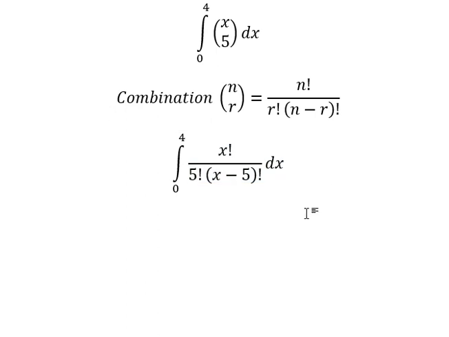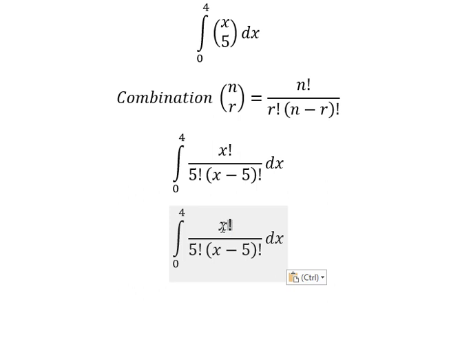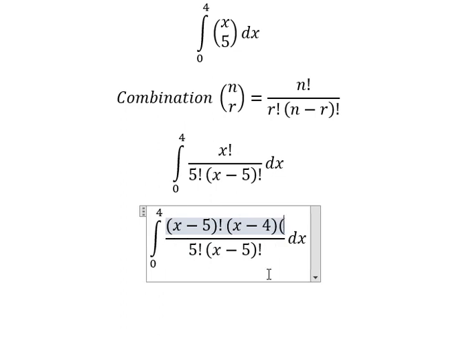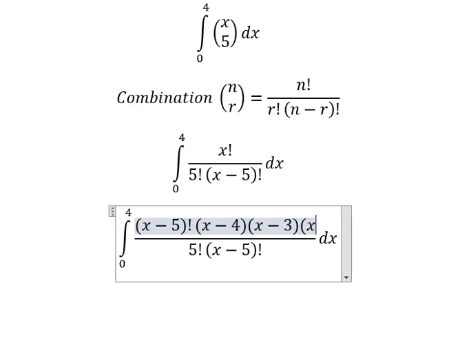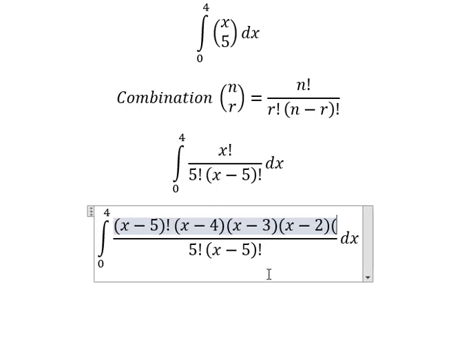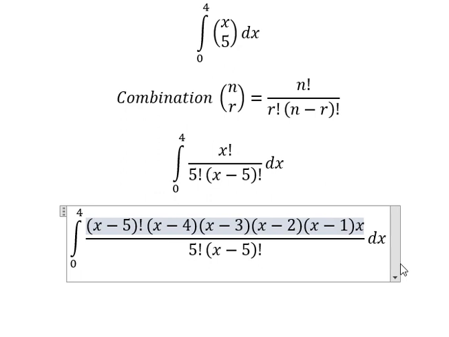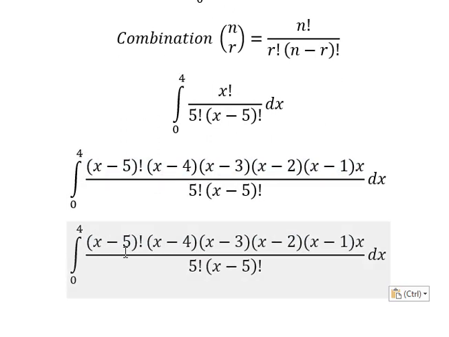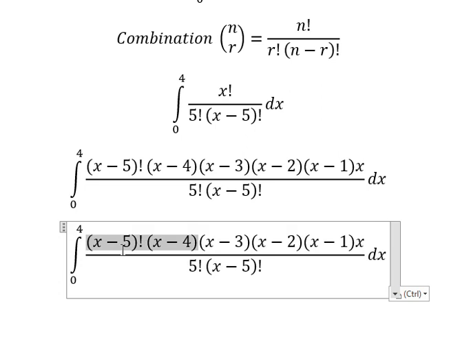Next, s factorial we can put into s minus 5 factorial, s minus 4, 3, 2, 1, and s. Next, we simplify s minus 5 factorial on numerator and denominator. So we have like this.